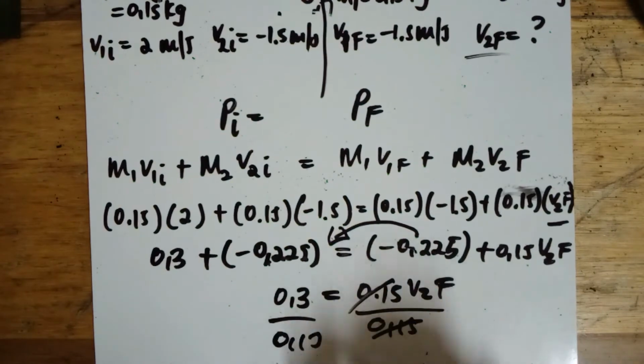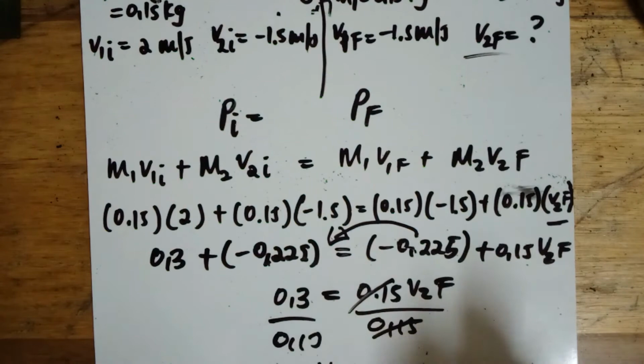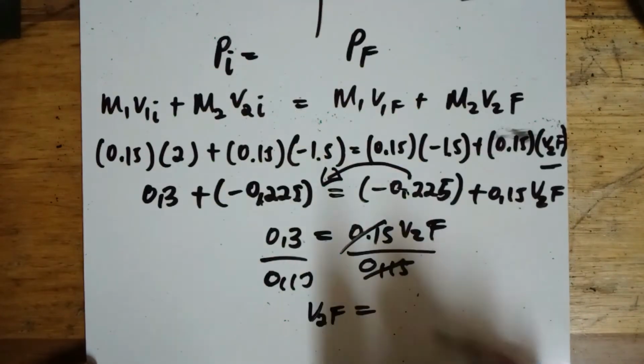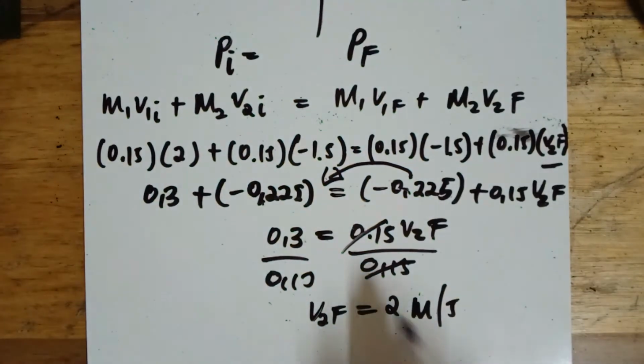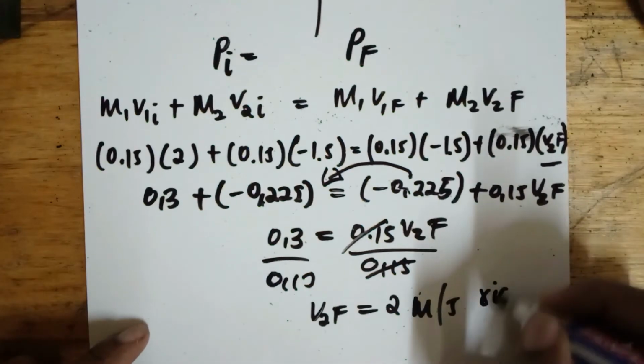This is maths. You should be able to do this on your own. If you're struggling with it, please do let me know so that I can guide you through it. And you'd actually find that value to be 2 meters per second. It's positive, meaning it is to the right.